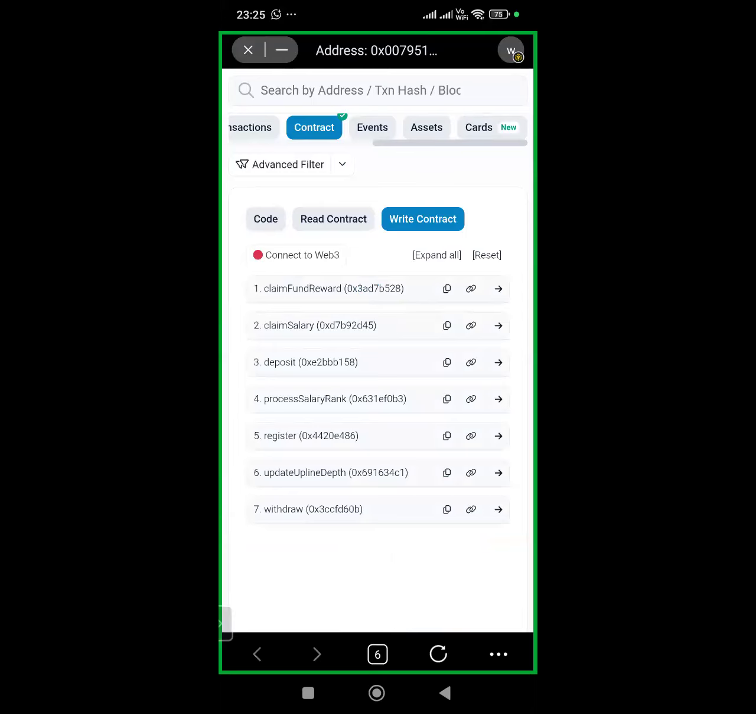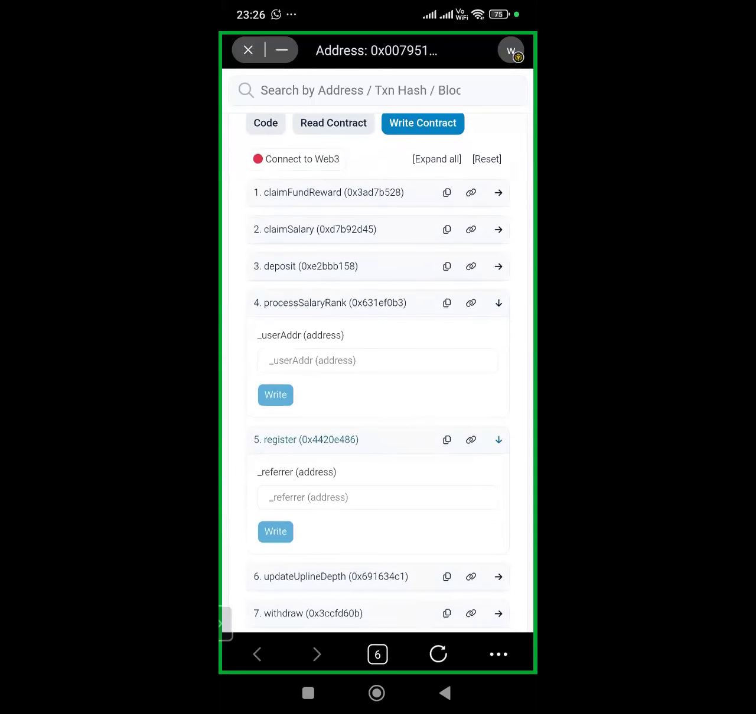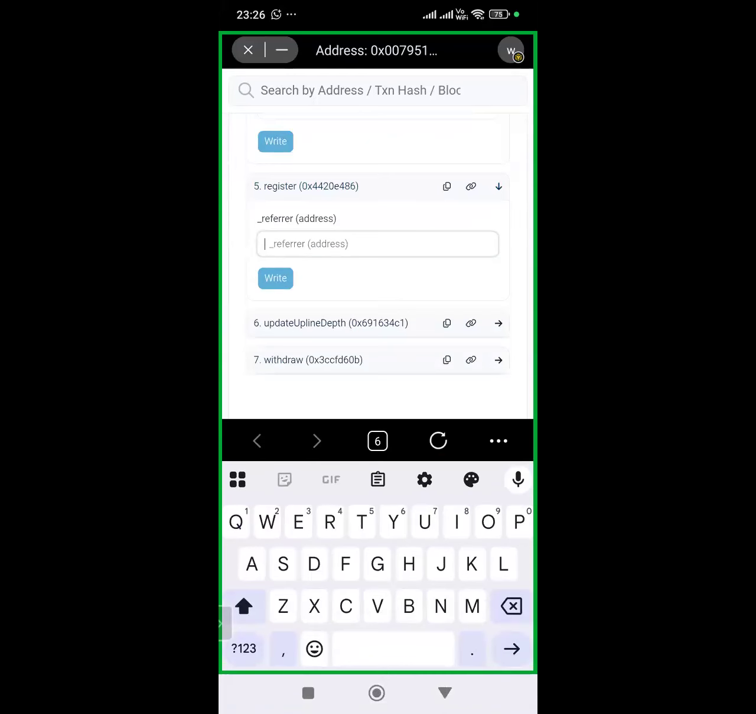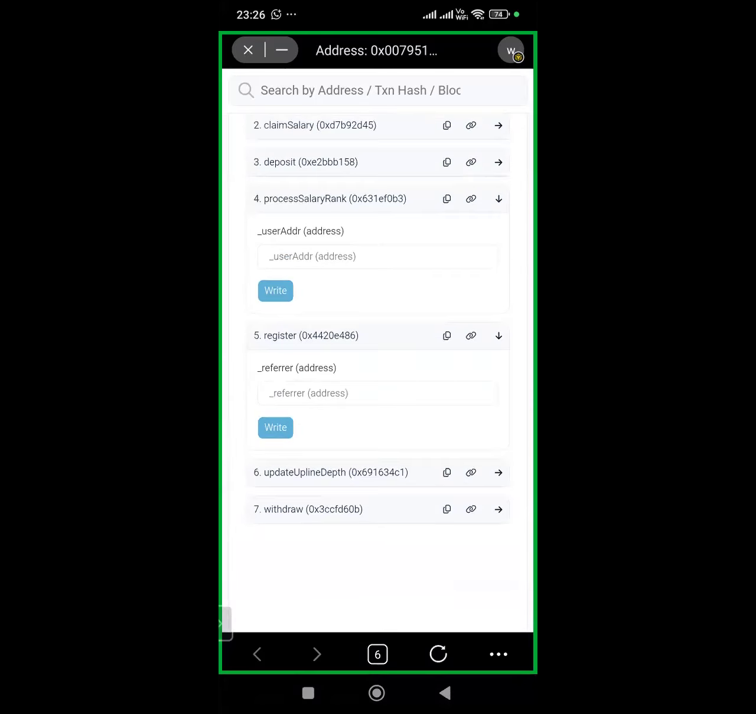Suppose in the back office, which I have shown you, there was a withdraw button. You can withdraw from the blockchain. There was a salary. There was a registration. See here, you just put the referral address of your upline and click on Write. If you have not registered, you just open a new wallet, go on the blockchain, this contract, and just put the referral address, only the wallet address of your upline, and click on Write. It will ask you to confirm the transaction, and you just confirm the transaction and you will be registered.